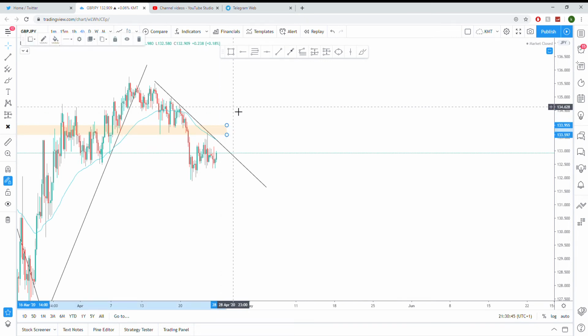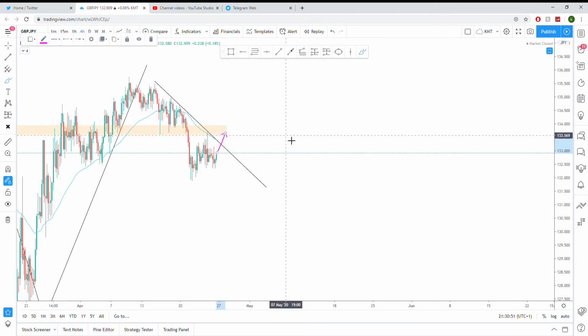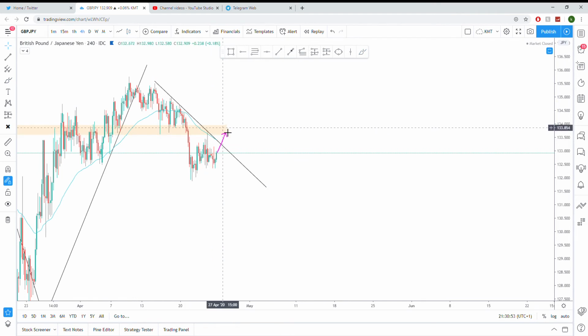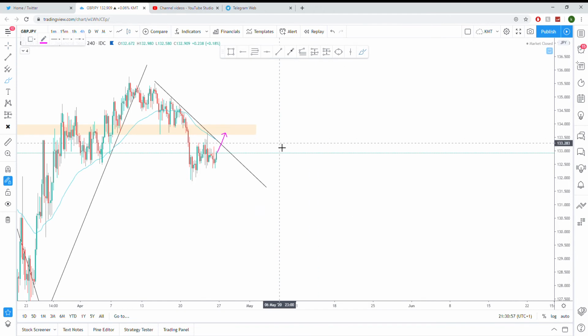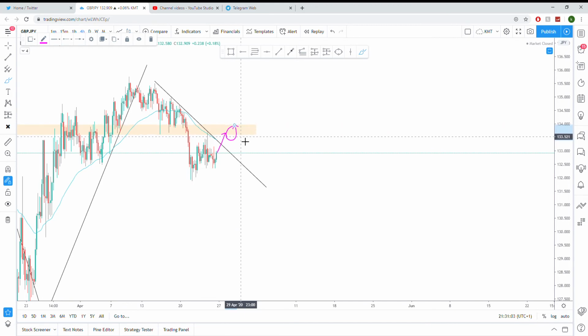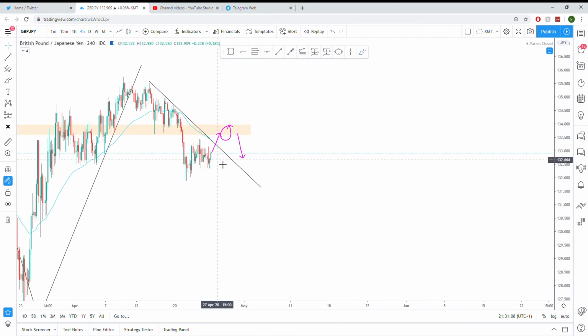So 133.955 to 133.597. If we can get that great pullback into this range, test this current high on the 4-hour time frame, we could be looking for, again, that wick rejection here. Sorry, that was a violent one. So a rejection in this area followed by a bearish momentum to the downside. That would be a great selling opportunity.